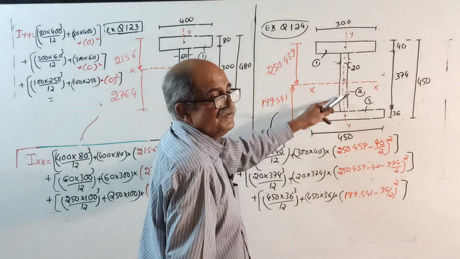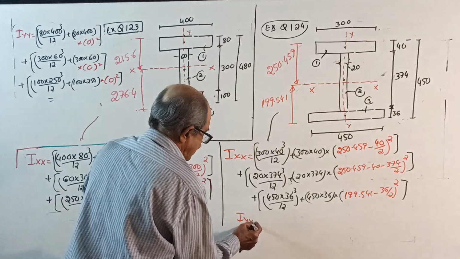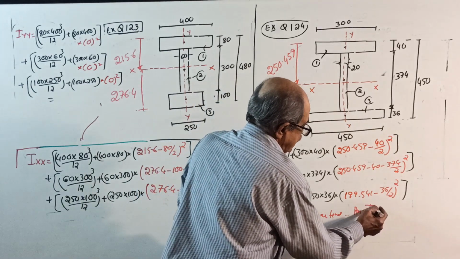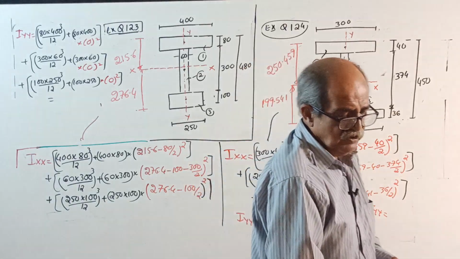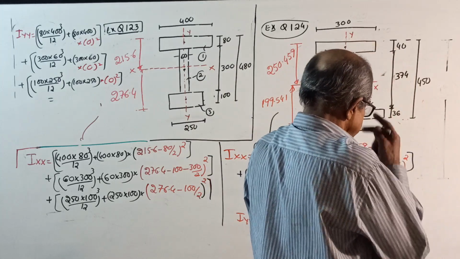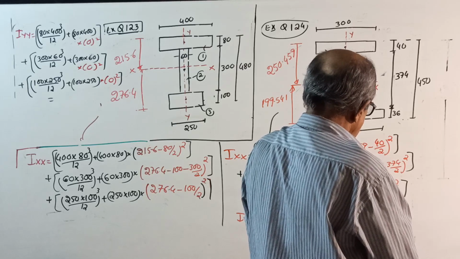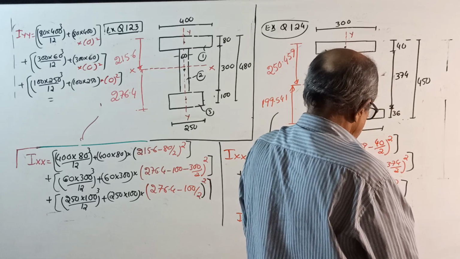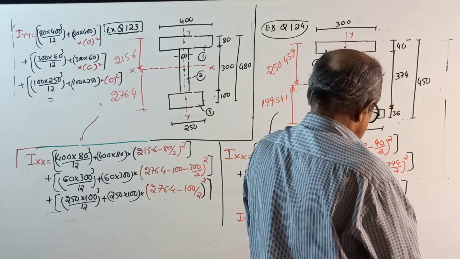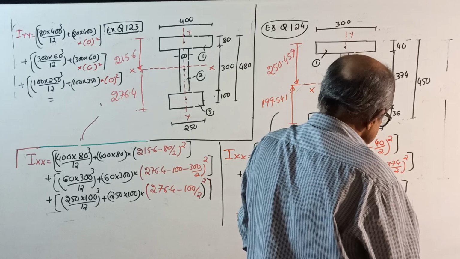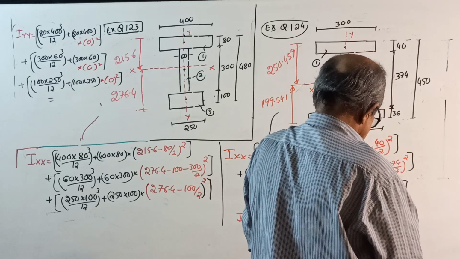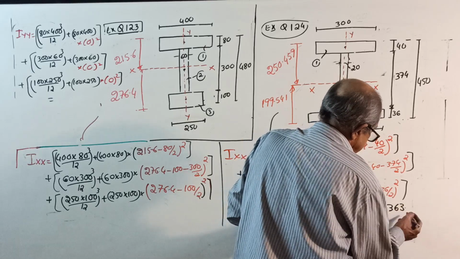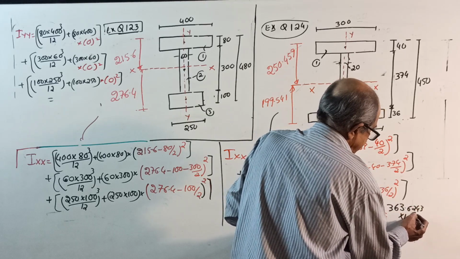Now Iyy is the same as the last question. You find Iyy. Therefore, I am giving the answer. Iyy equal to 40 into 300 cube plus 374 into 20 cube plus 36 into 450 cube, divided by 12. You calculate systematically. The answer is 363.6243333 into 10 to the power 6 millimeter power 4.